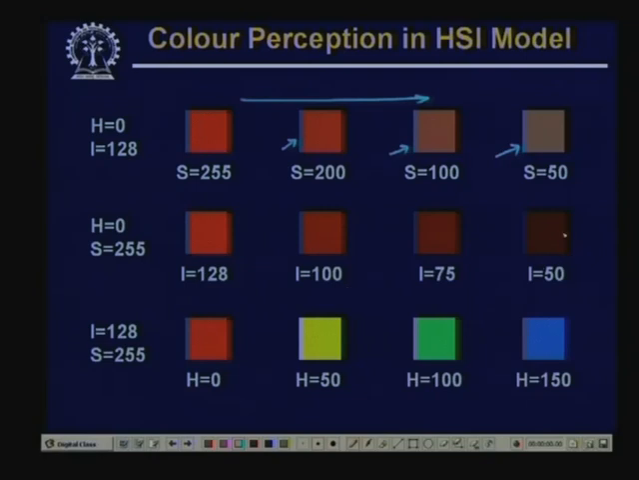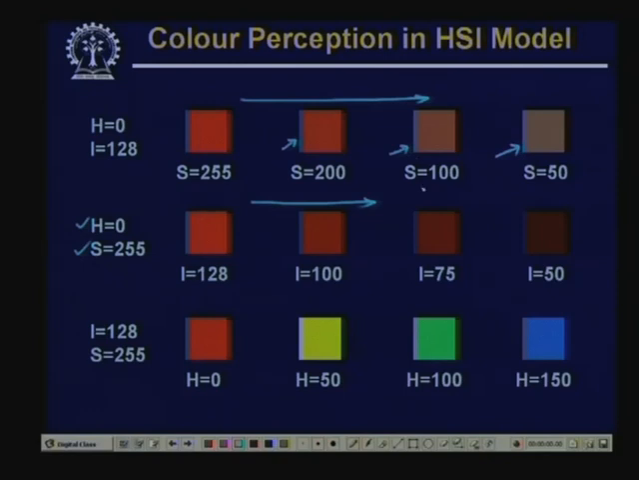In the second row, what we have done is we have kept hue and saturation constant, that is hue equal to 0 and saturation equal to 255, and what we have varied is the intensity component or the I component. So, here you find that as we decrease the I component, the different rectangles still show the red color. As we move from left to right in the second row, they are still red, but the intensity of the red goes on decreasing.